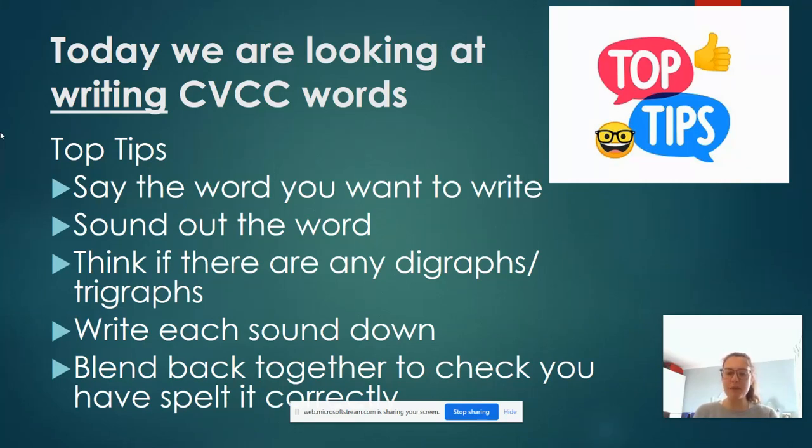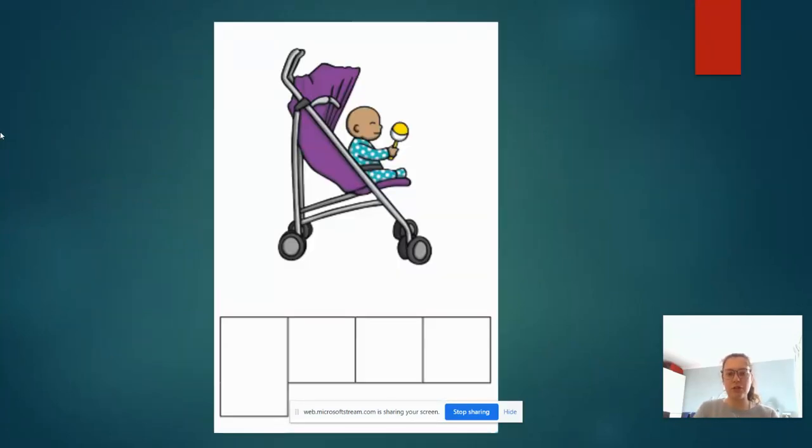Now, I know that writing can be really challenging sometimes, but I know that you guys are going to give this a really good go. So let's give this picture a go together. So what can you see in the picture? I can see a baby and they've got some sort of toy in their hand. But the main thing I can see is something called a pram.